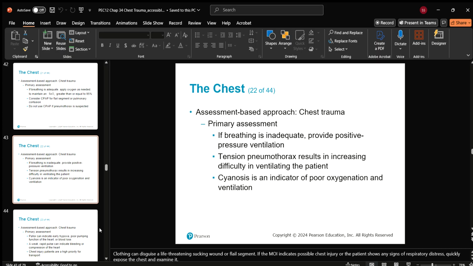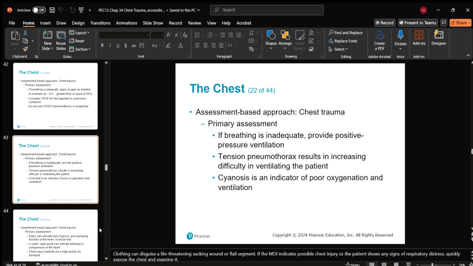Okay, so we're going to provide positive pressure ventilation if breathing is inadequate. So that means grabbing a BVM and breathing for them. But with a tension pneumothorax, this can result in difficulty when ventilating the patient. As air builds up in there, it may become more and more difficult to even compress that bag. So we have to look for other signs and symptoms telling us that they are not doing well.